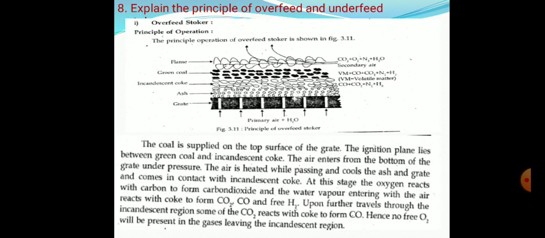Explain the principle of overfeed and underfeed. First one is the overfeed stoker. Principle of operation. The principle of operation of the overfeed stoker is shown in the figure.